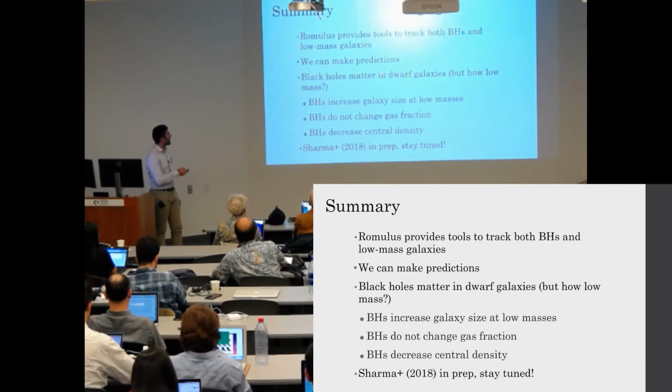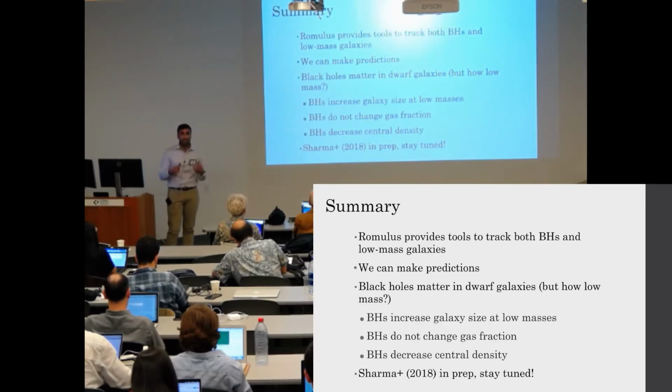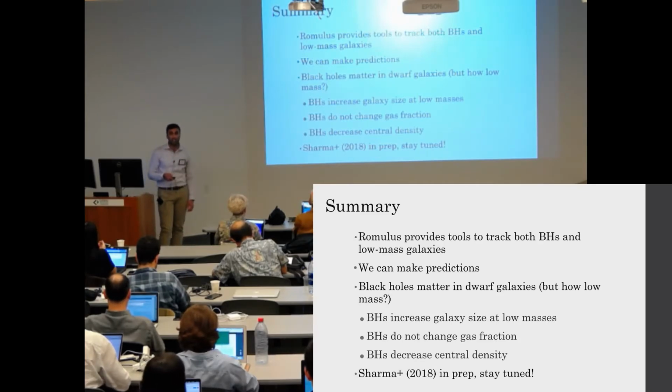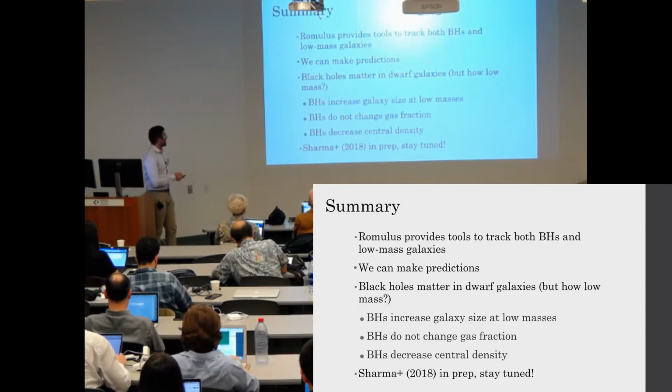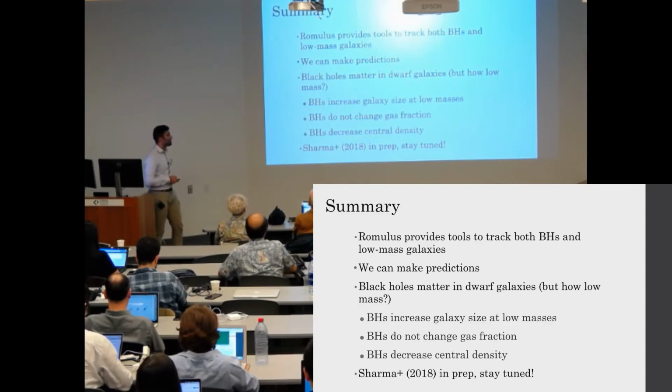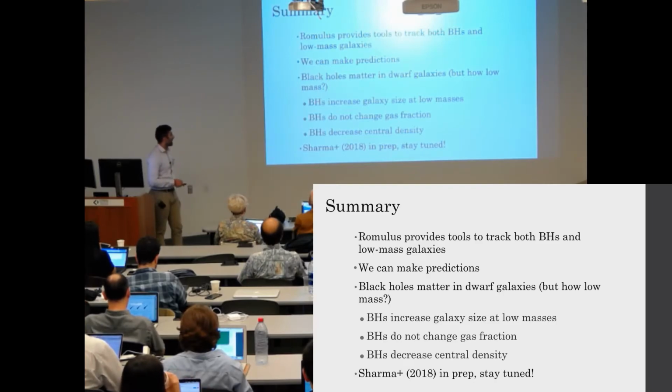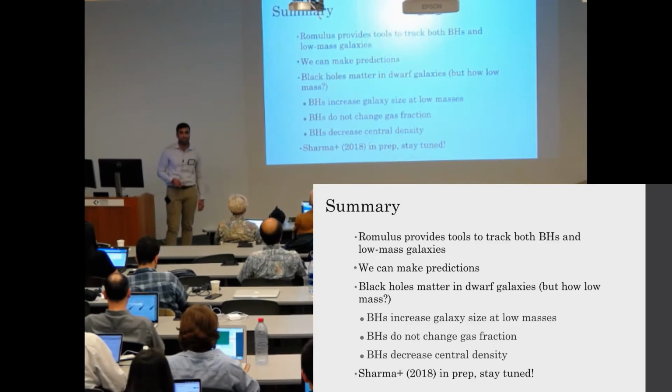So we've seen that the presence of a black hole in dwarf galaxies seems to affect the dwarf galaxy. We've seen that black holes can increase the effective radius of galaxies, at least at low masses. The presence of a black hole doesn't seem to change the gas fraction, at least at these lower masses. And black holes tend to decrease your central density at these lower masses. And there's a paper in preparation with more of these kinds of results, so stay tuned.